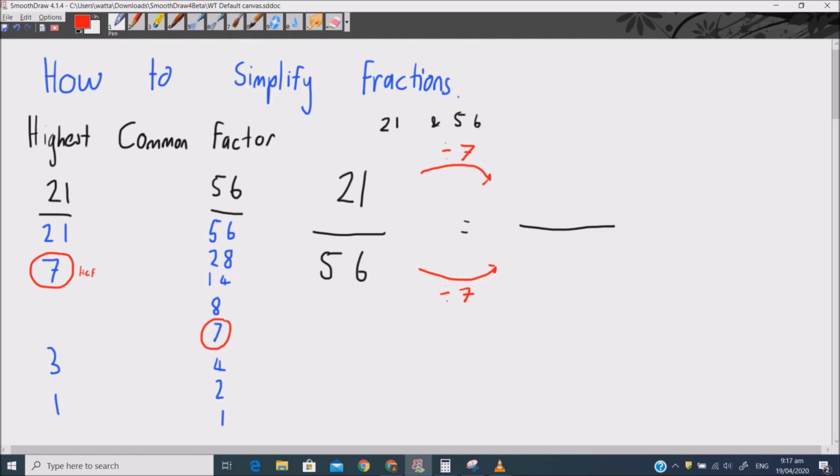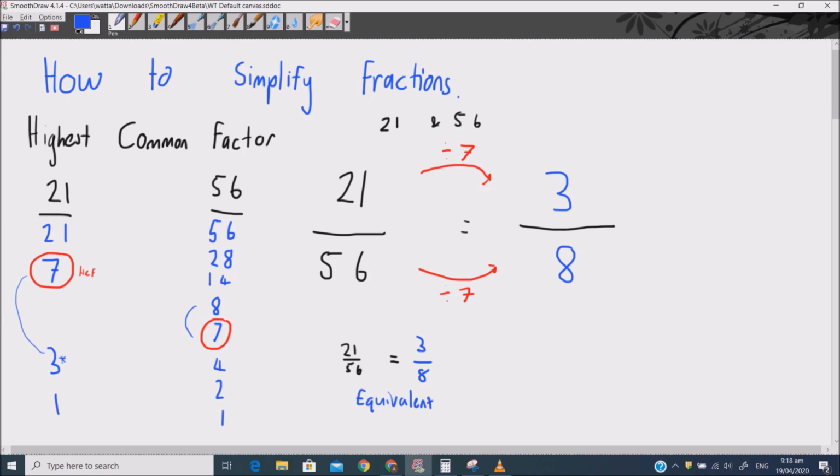So looking back at my list, I can see that 7 and 3 went together. So that means that 21 divided by 7 is going to give me the answer for 3. So that's the number that's going to go there. And 56 divided by 7 is going to give me 8 because that was the factor pair there. So that means that 21 over 56 is equivalent or equal to 3 over 8.